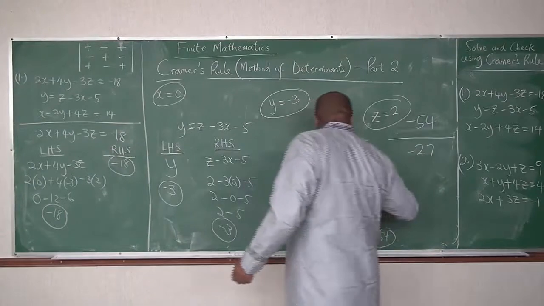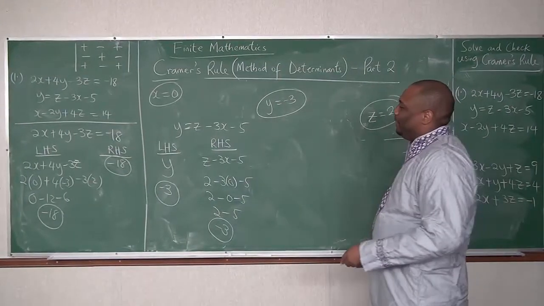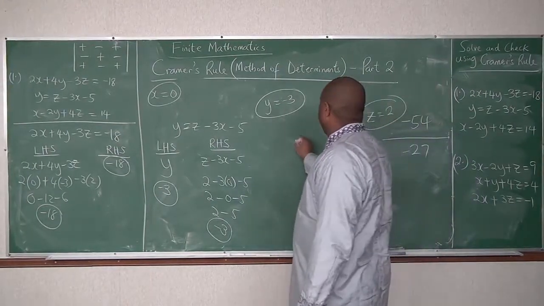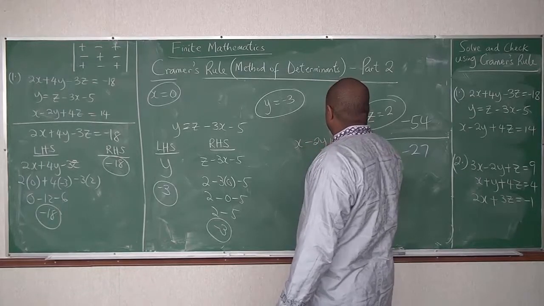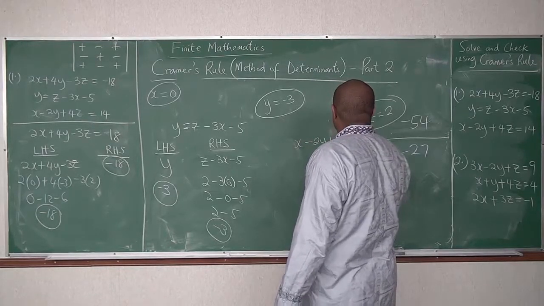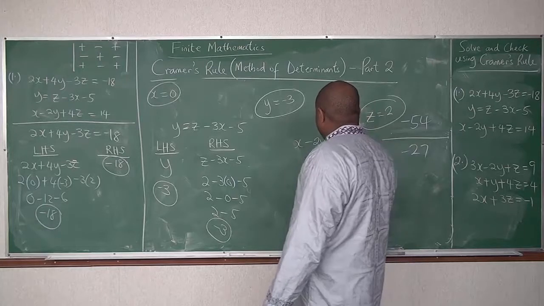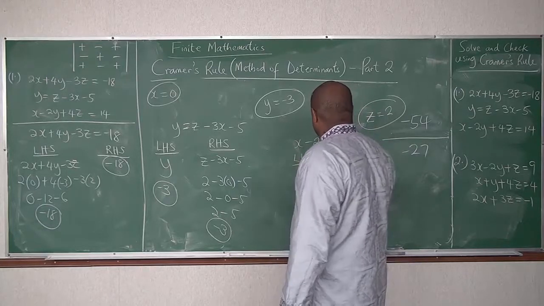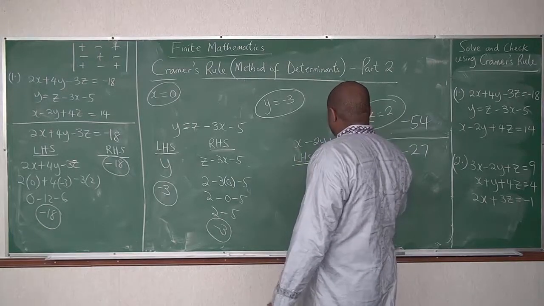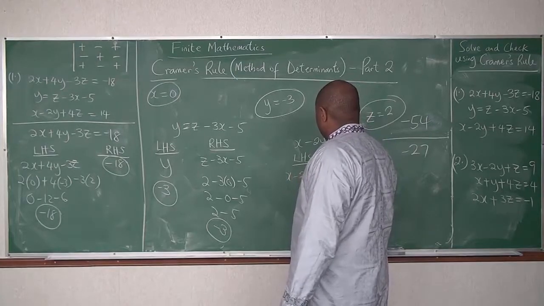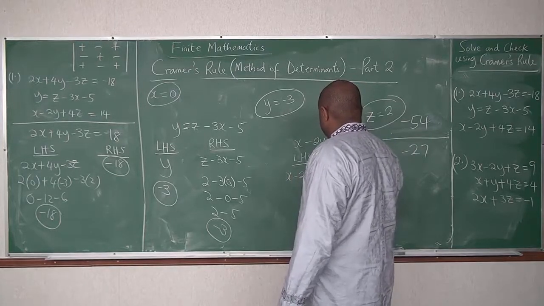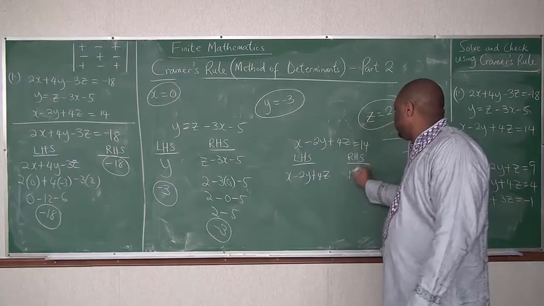Then, checking for equation 3, x minus 2y plus 4z is equal to 14. Left hand side, right hand side. Left hand side, x minus 2y plus 4z. Right hand side, 14.